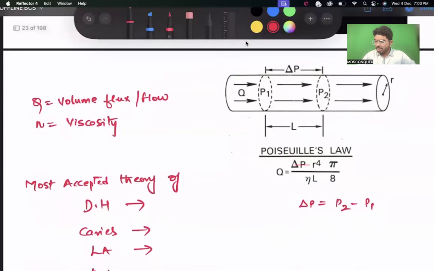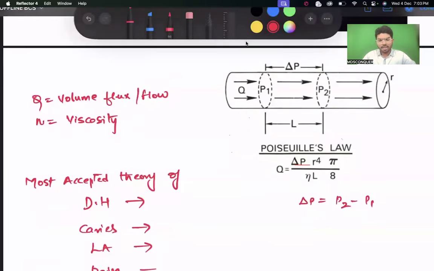So then comes Poiseuille's law. Very frequently asked formula this is. So Q is equal to (P2 minus P1) r to the power of 4 pi by 8 NL. Your Q is nothing but your volume flow or volume flux, and N is nothing but the viscosity. P is nothing but P2 minus P1. So P2 is here, P1 is here. R is the radius, and L is the length. And the rest everything you are familiar. Okay, right? So this is basically this concept.